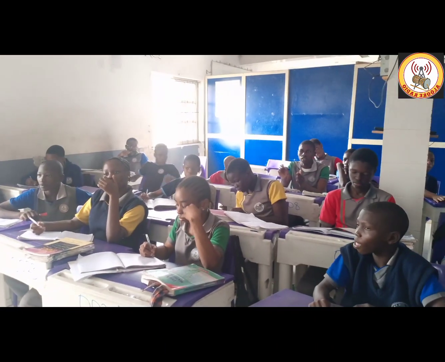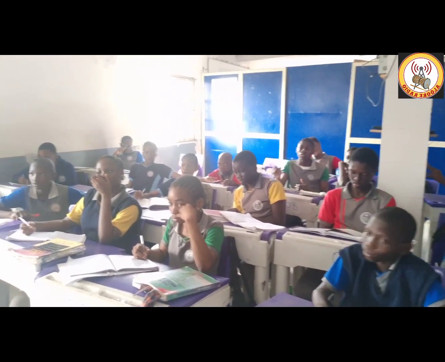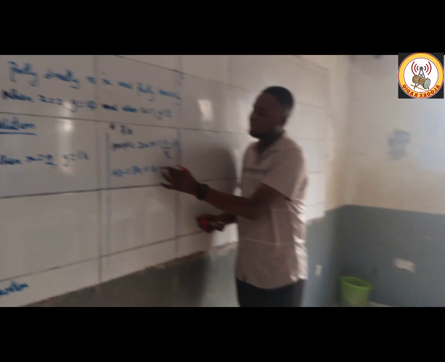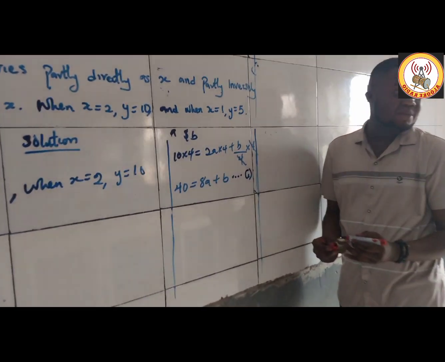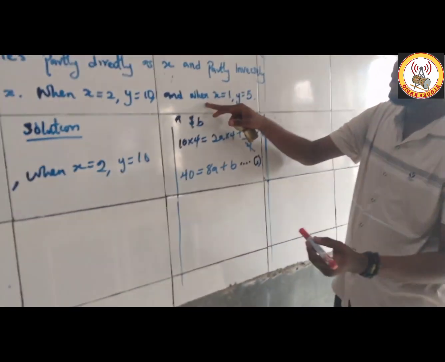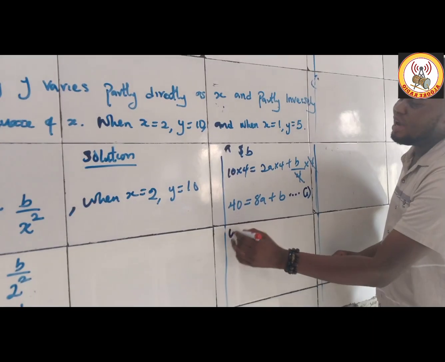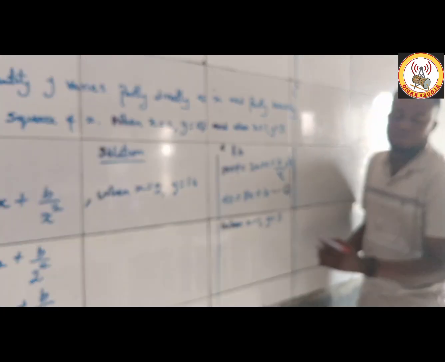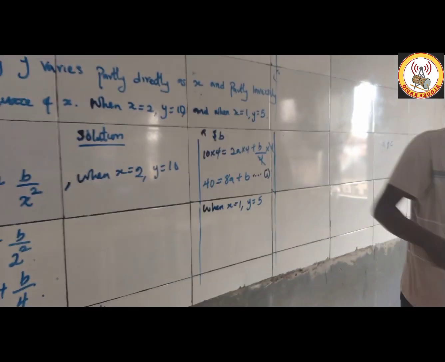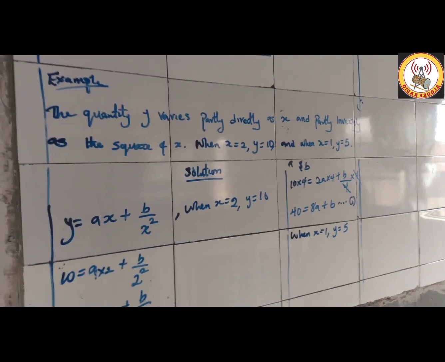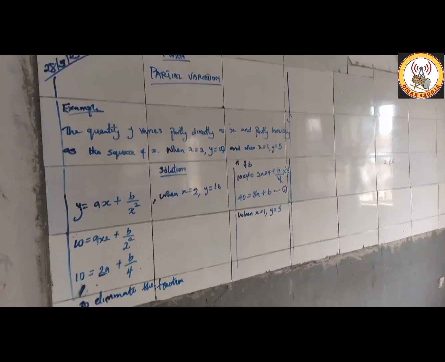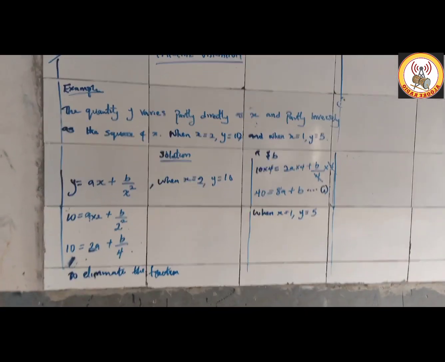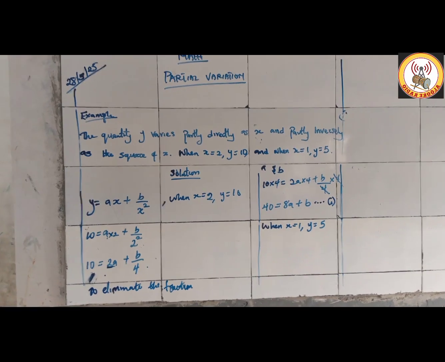Now we can name this equation 1. So now let's go for the second one. They said when x equals 1 and y equals 5. Again, I told you, your partial fraction is going to give you two variables, which give us two linear equations.